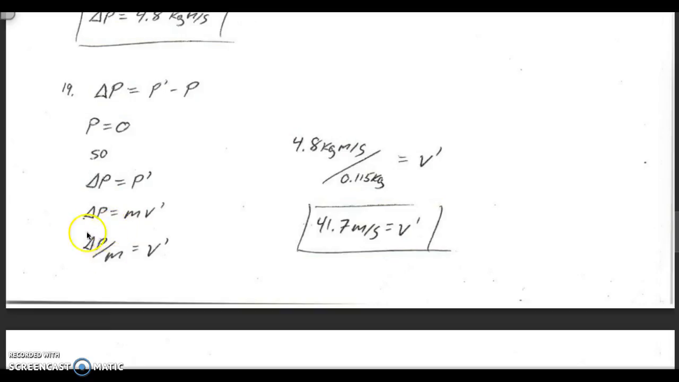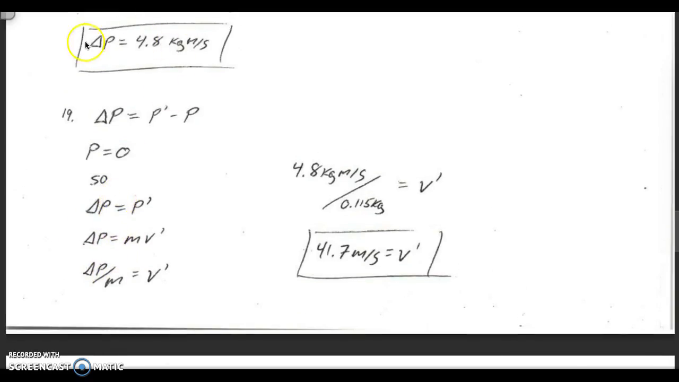Well, we know what the change in momentum is. We solved for it in the previous question, the 4.8. So change in momentum divided by the mass is going to tell me how fast it's moving after the hit. So 4.8 kilogram meters per second, which was the change in momentum we solved in the previous problem, divided by the mass of 0.115 kilograms, and that's going to give me a speed of 41.7 meters per second.